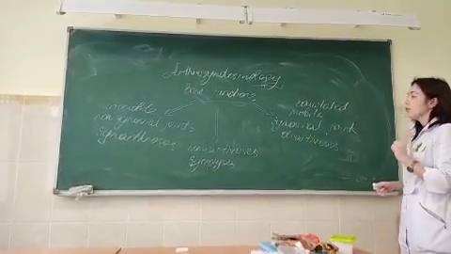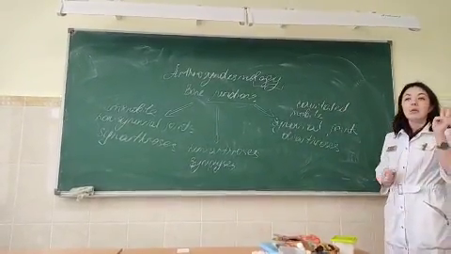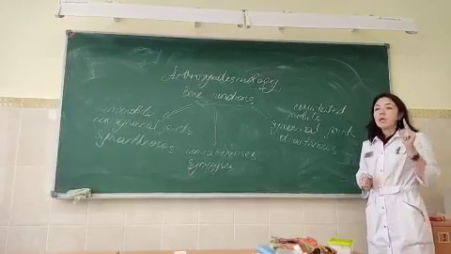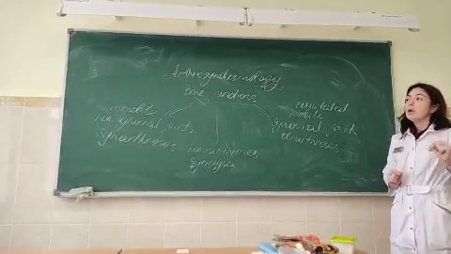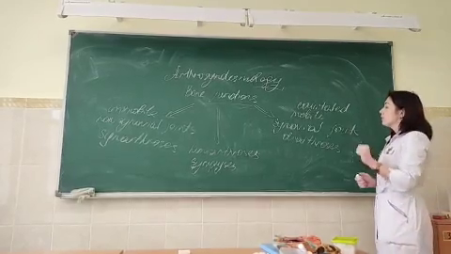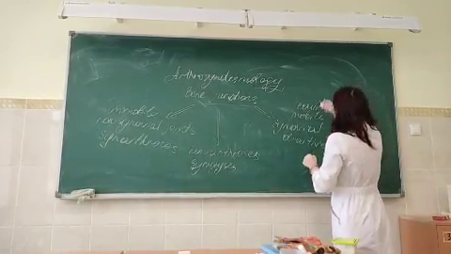So we'll start with the main features of synovial joints. There are 3 main structures. If all 3 are present in the joint, then it means that this joint is a synovial joint. So, main features.